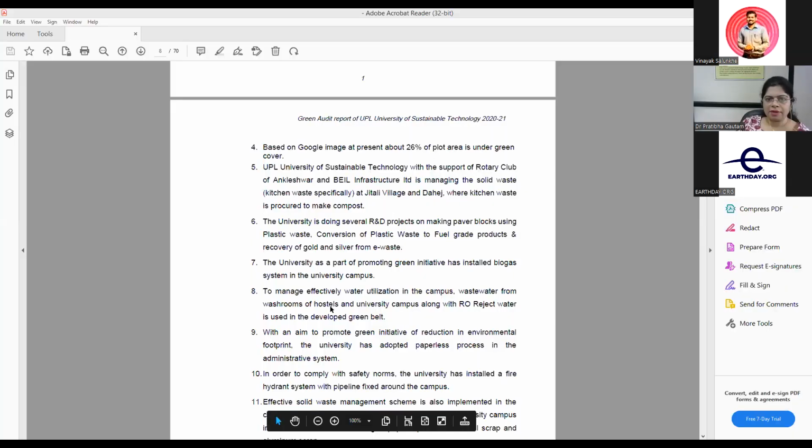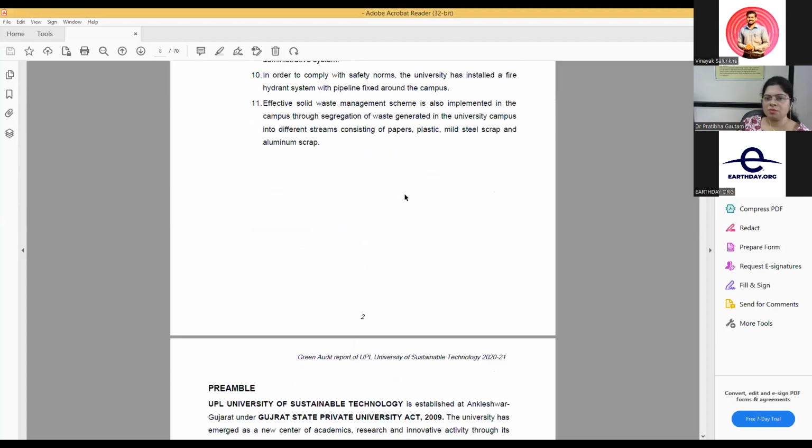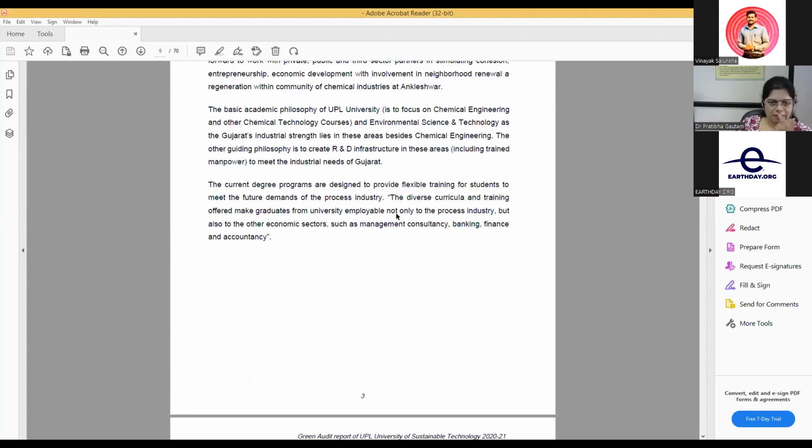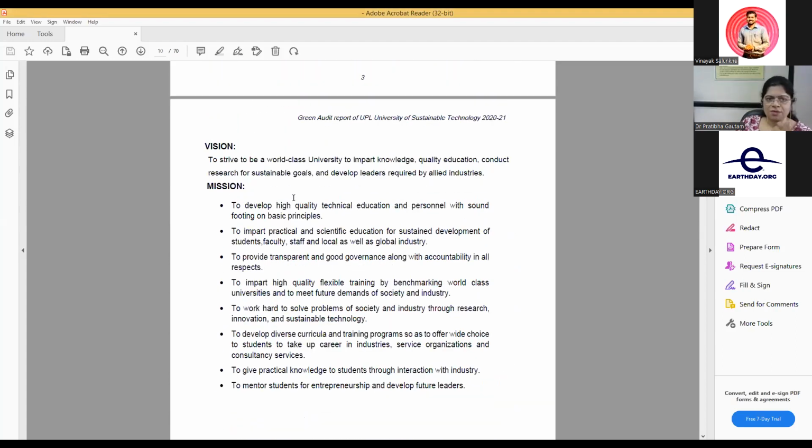Is it visible now, right now? Yeah, now it's visible. Okay, so can you just confirm if it is moving? I have just moved the pages. Yes. Can you see vision and mission right now? Yeah, vision and mission. Right. Okay, all right, great.